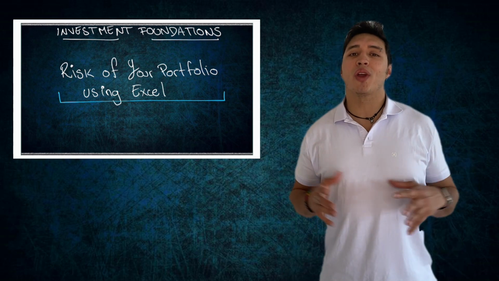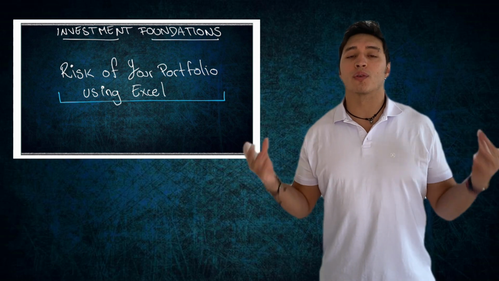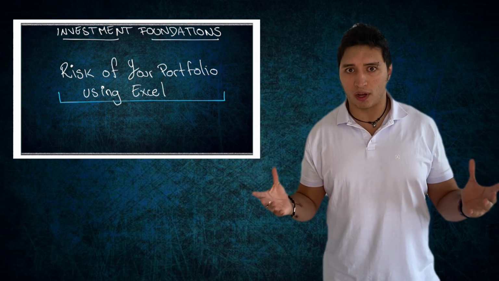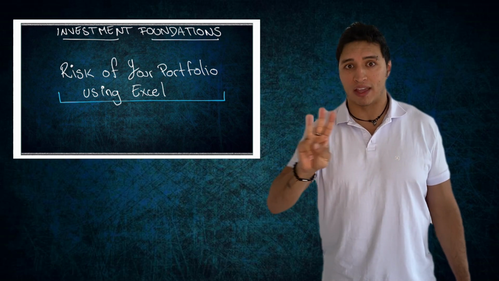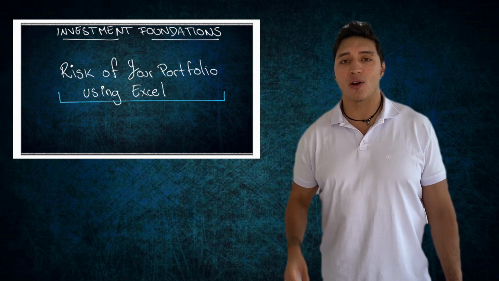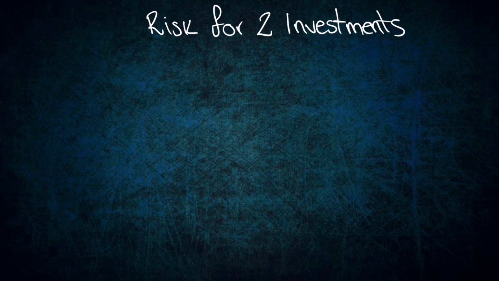And today we are going to see how to calculate the correlation of the risk of a portfolio using Excel when we have more than 3 investments to take care about. So, let's start by rewriting the risk formula for 2 investments, always in terms of variance, remember.